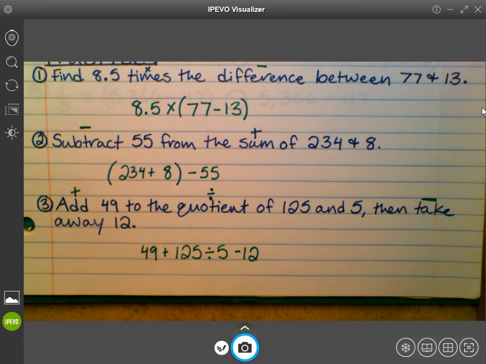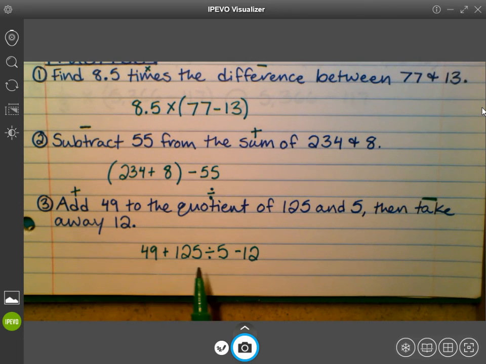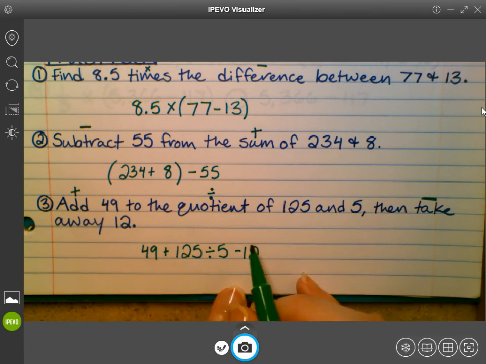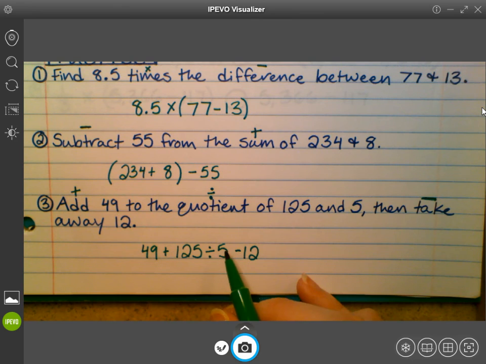How many of you got your numbers in the correct order? You got 49 plus 125 divided by 5 minus 12. How many of you got your numbers in the correct order here? Okay. Technically, you could also have 125 divided by 5 plus 49 minus 12. That would also work. So if you had your plus 49 between the 5 and the subtraction sign, technically that would work too.